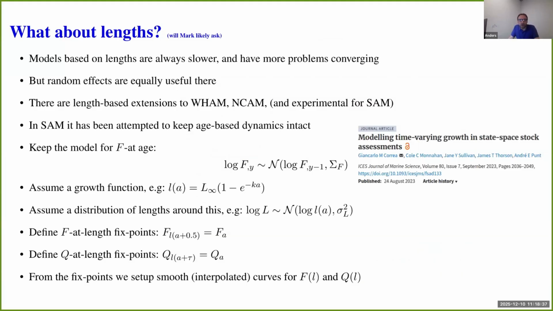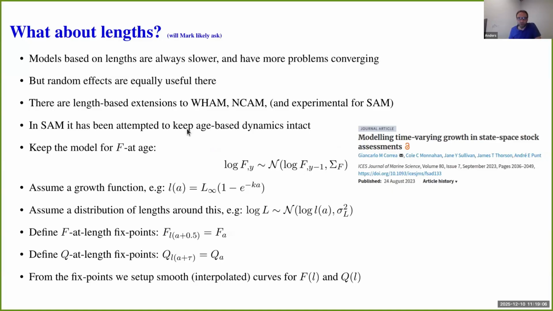But models that are based on length are, I think, always slower and always have more problems converging, especially if you only give them length data. But I think that random effects are equally useful for length-based models. I know that there are length-based extensions to WAM and NCAM, and I have an experimental one for SAM that we can look at also.